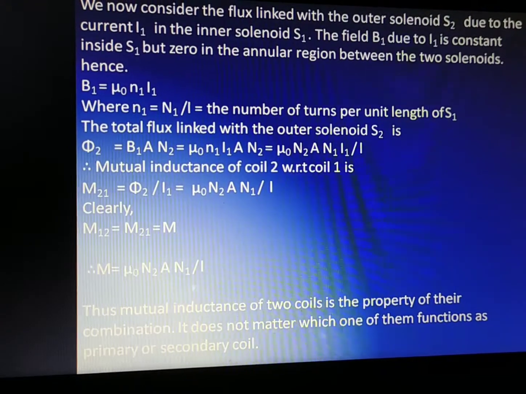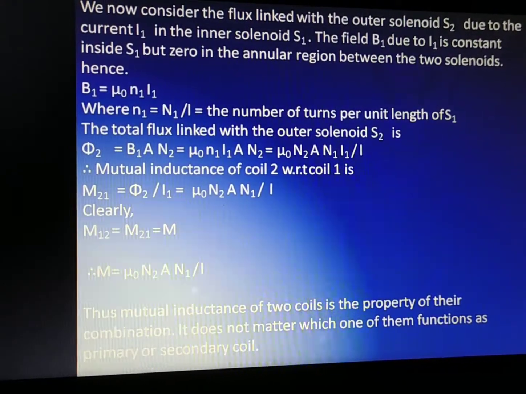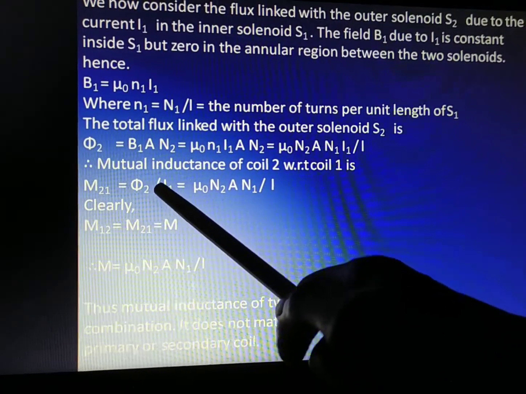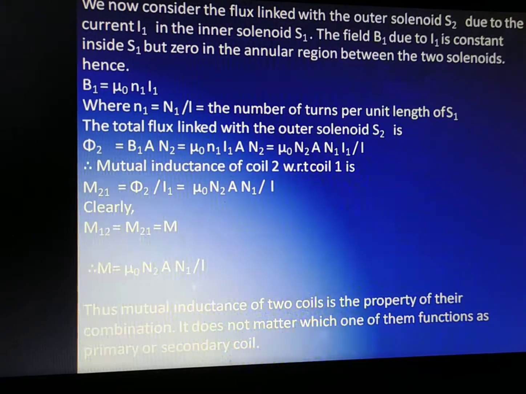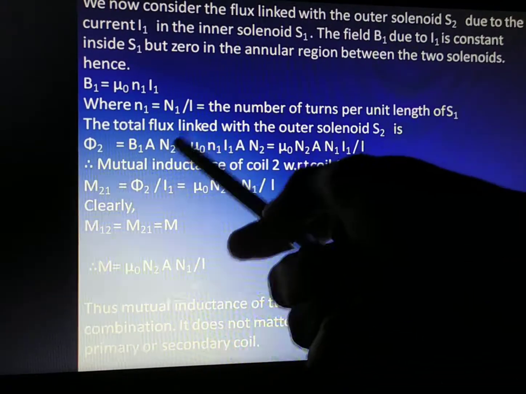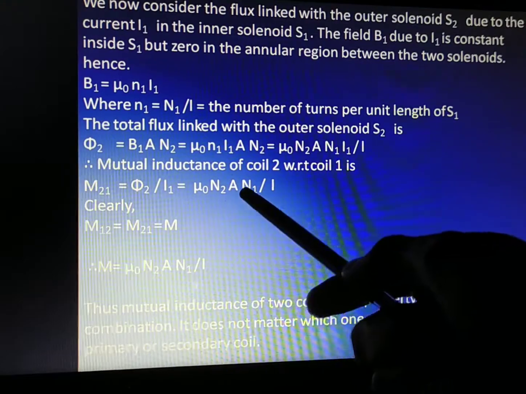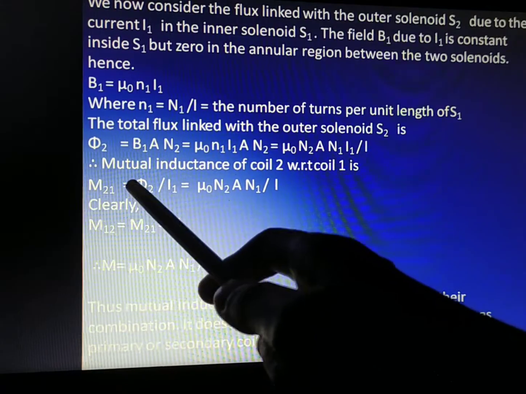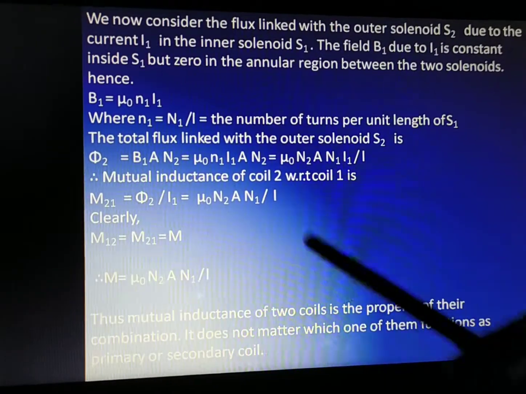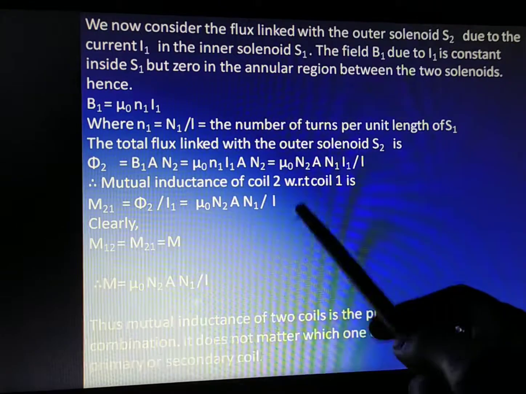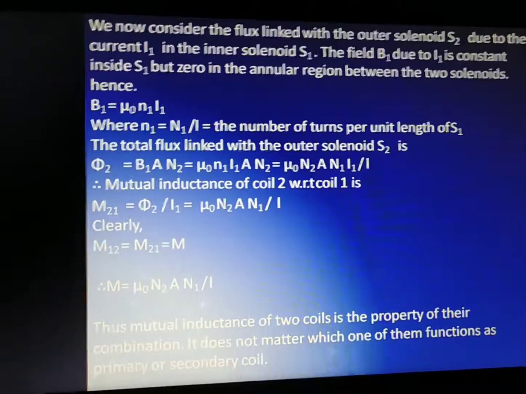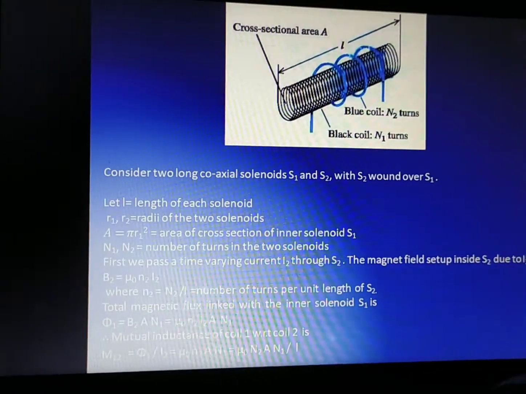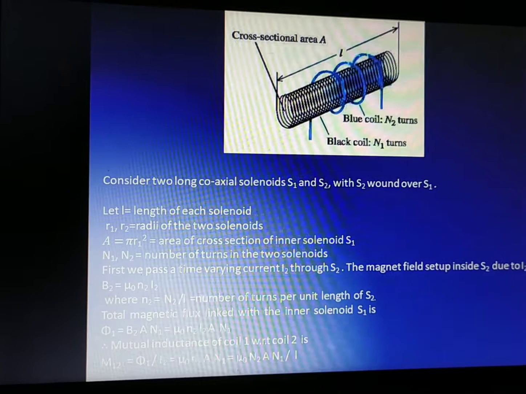Okay, so now what will be the value of mutual inductance of coil 2 with respect to coil 1? You can see from here it will be phi 2 divided by I1. So after putting the value of phi 2 from the above equation, what do we get? Mu naught N2 A N1 divided by L. So we can see that M12, that is the mutual inductance of coil 1 with respect to coil 2, also has the same value, as you can see from the previous equation. It also has the value mu naught N1 N2 A divided by L.